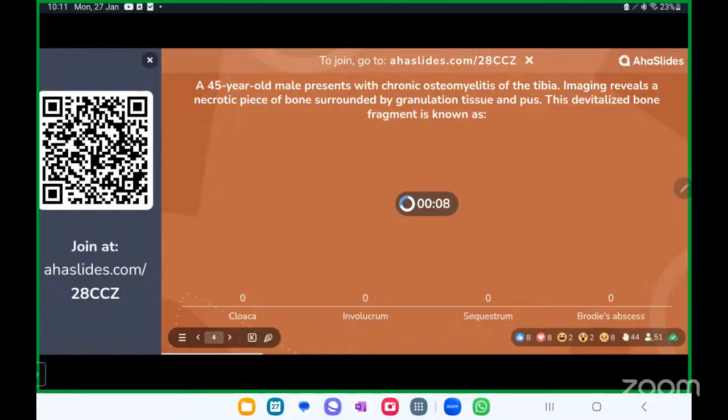Yes, sir, sequestrum and involucrum was the star topic. Yes, also in the viva, the sequestrum and involucrum. Yes, right. So almost everyone has answered it right. It's sequestrum.